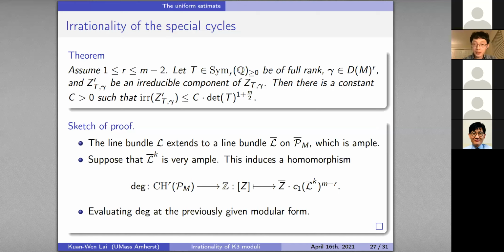So later on in our application, the signature of the lattice will be 26 and 2. So n here is 26 in our case. So 1 plus n over 2 will be 14. And this is how the 14 in our main theorem is formed.